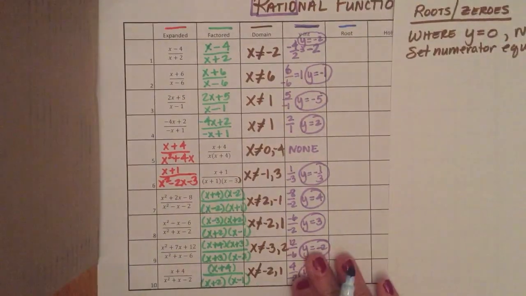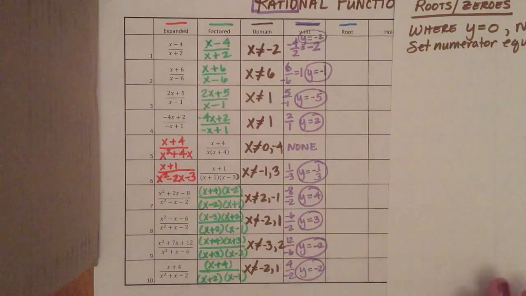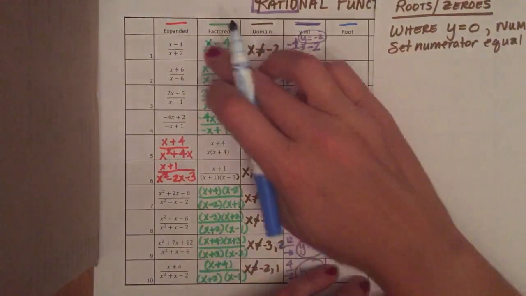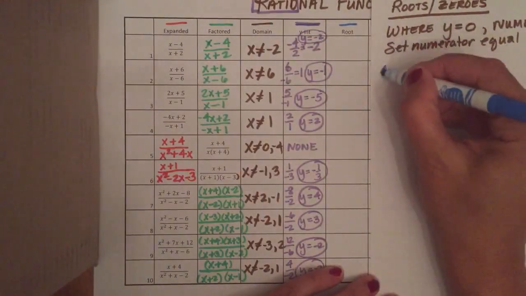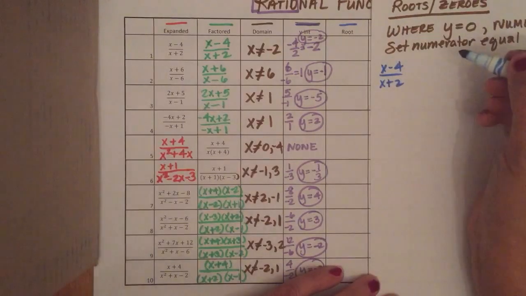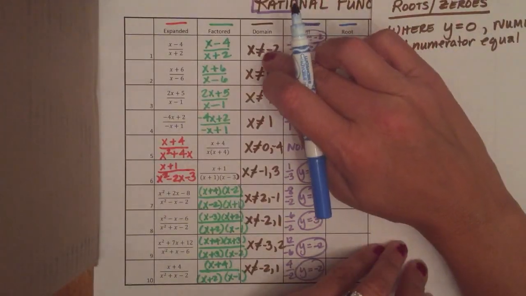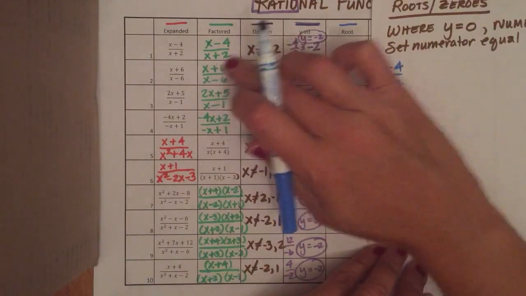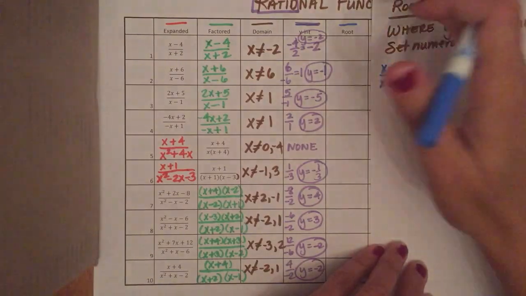Okay, let me make sure I have all 10 examples here. Let's begin with the first one. For number 1, I have x minus 4 over x plus 2. What we did to find the domain is figure out what would make the denominator 0, because you can't make the denominator 0 in a fraction. You can't divide by 0.